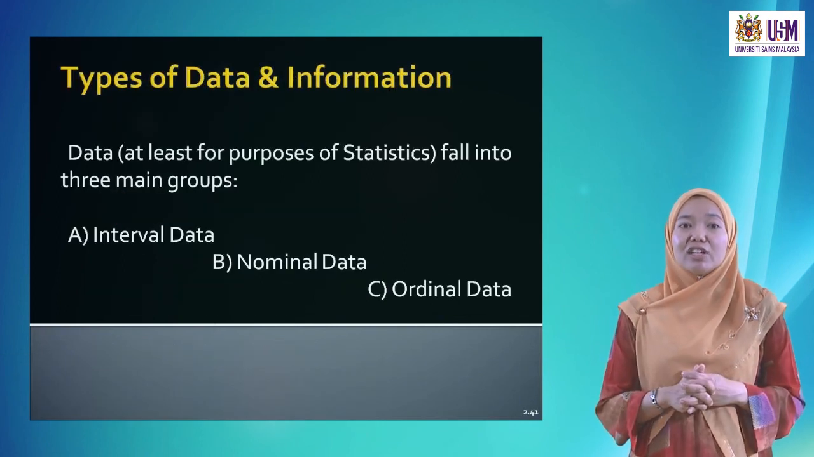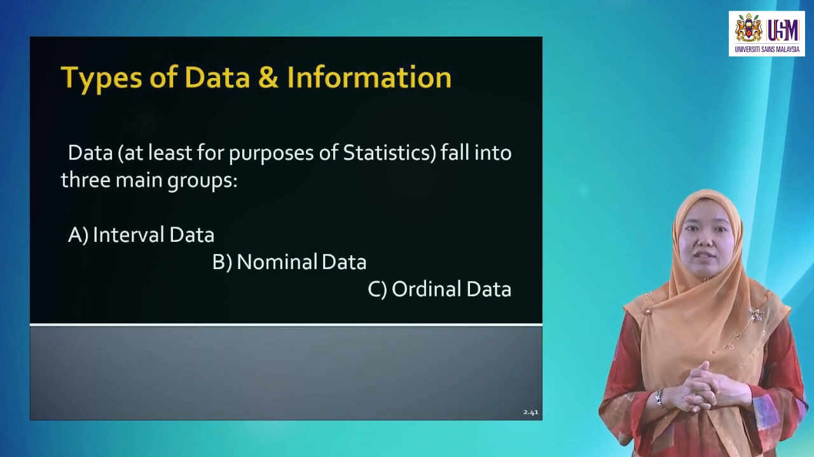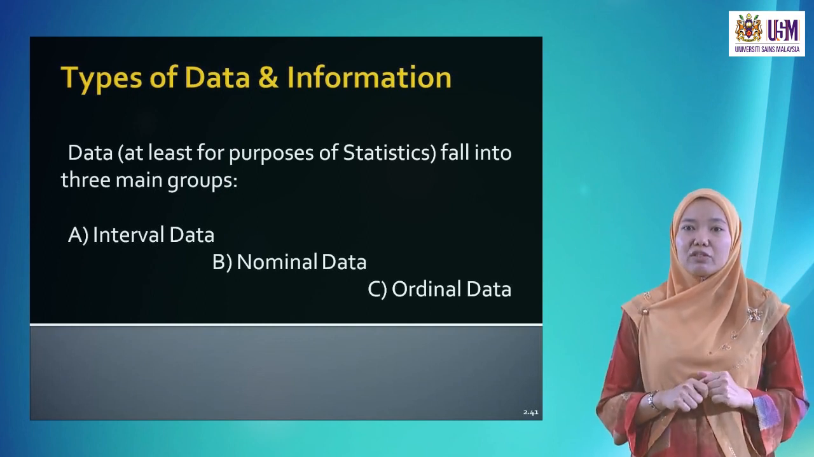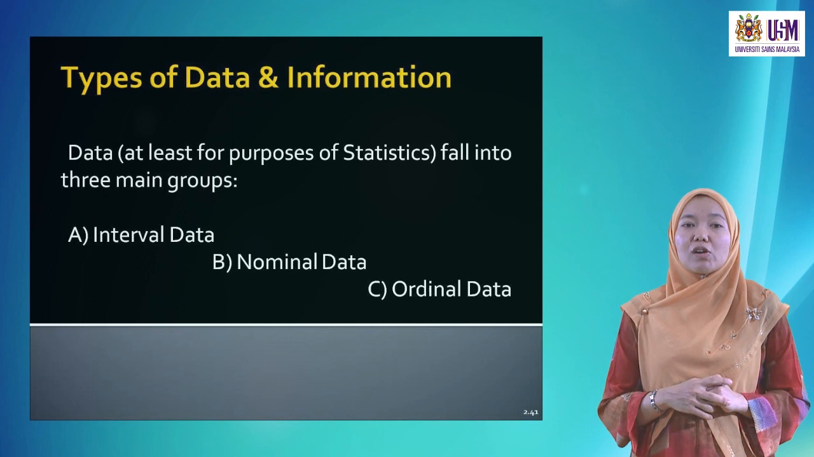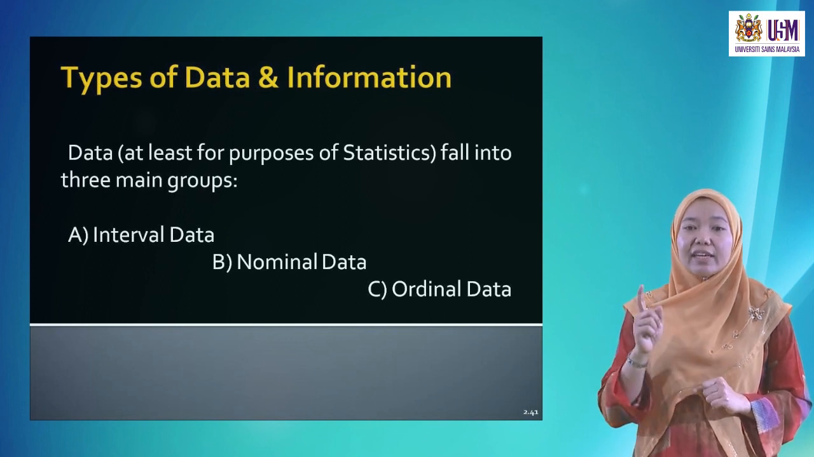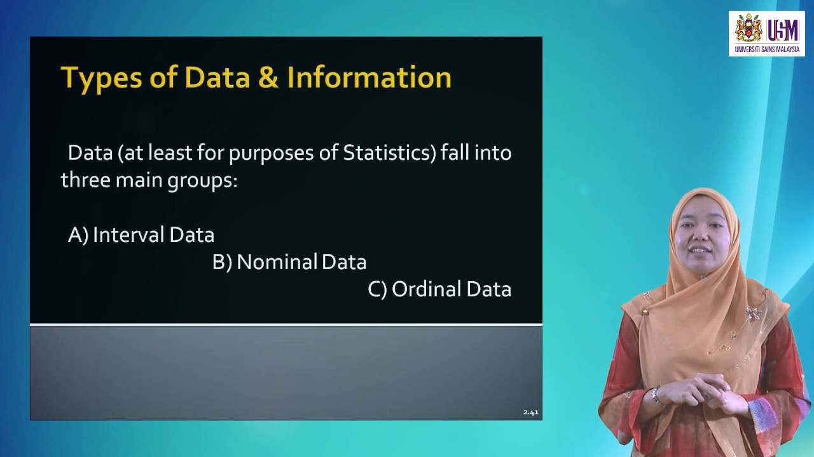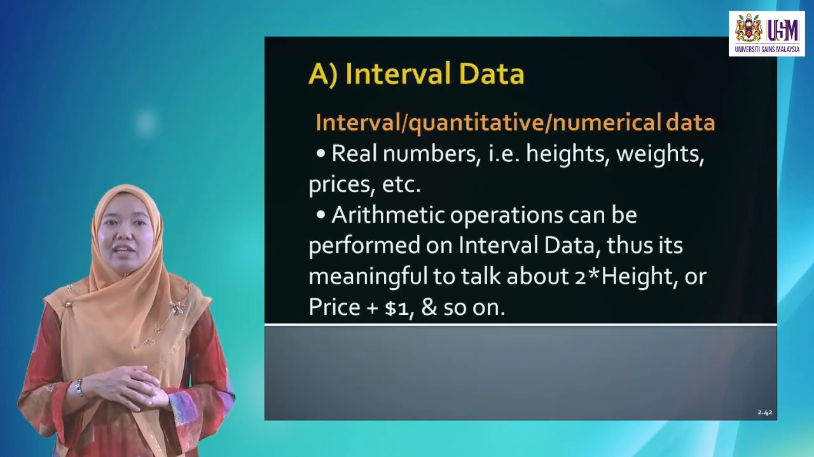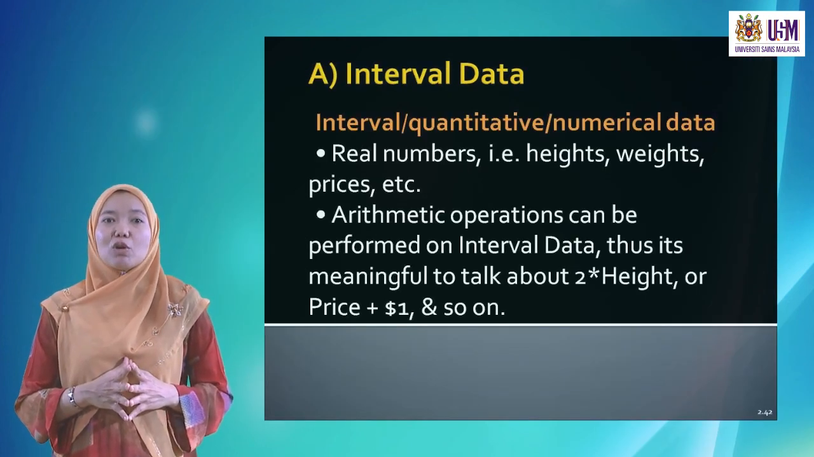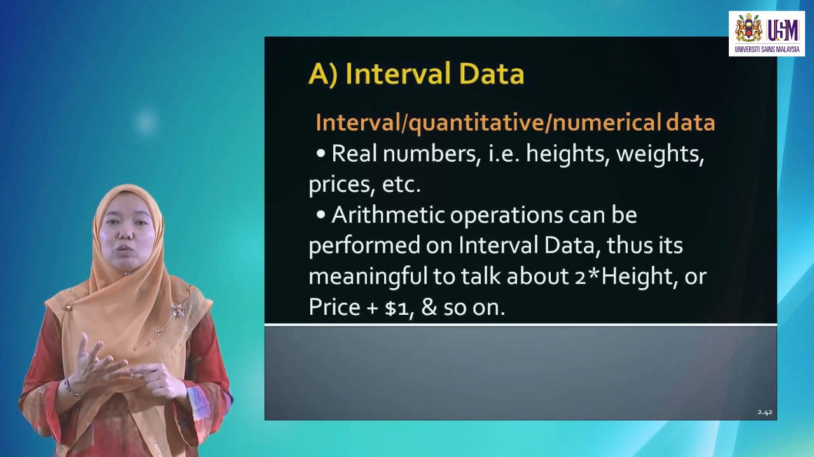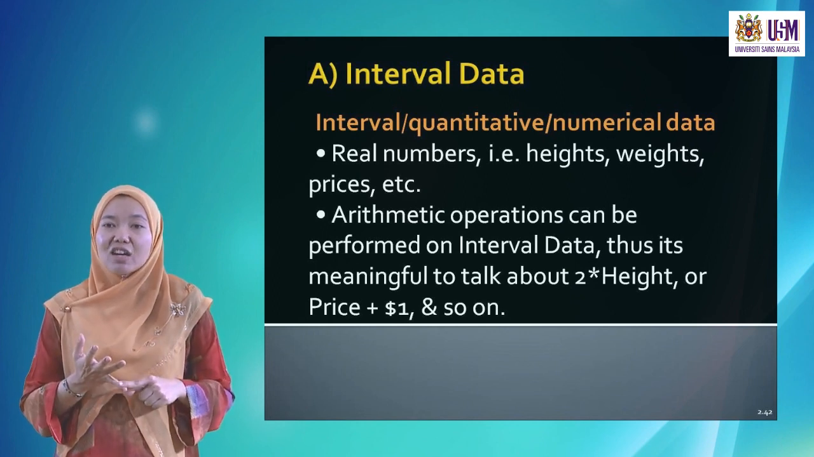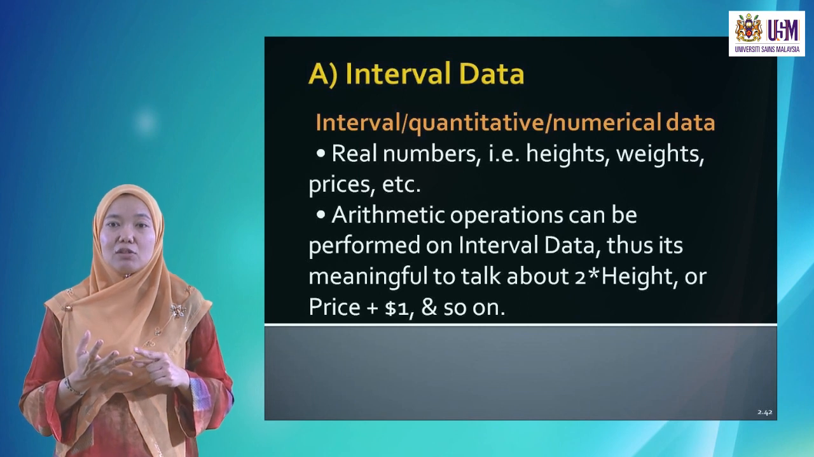In statistics, there are three different types of data and information. For the purpose of statistics, you can divide data into three main groups. The first one is what we call interval data. The second one is what we call nominal data. And the third one is what we call ordinal data, from the word order. Let's look at the first type of data. This is what we call interval data. Another name for interval data is quantitative data, from the word quantity, or numerical data, from the word numbers. Numeric.